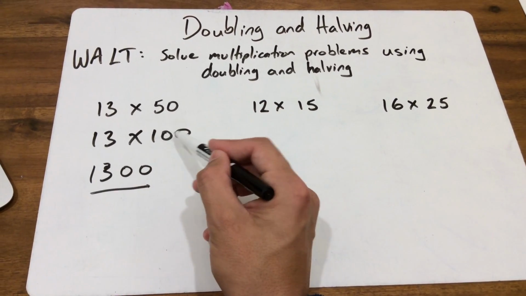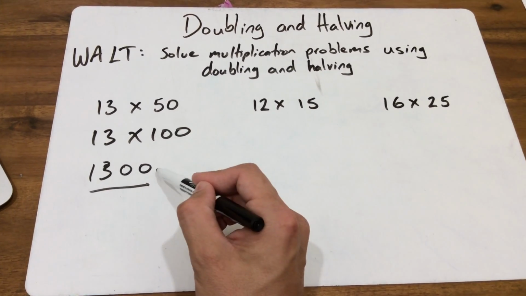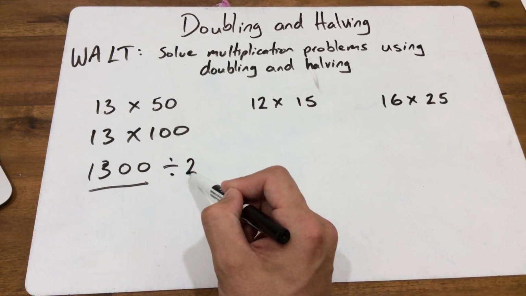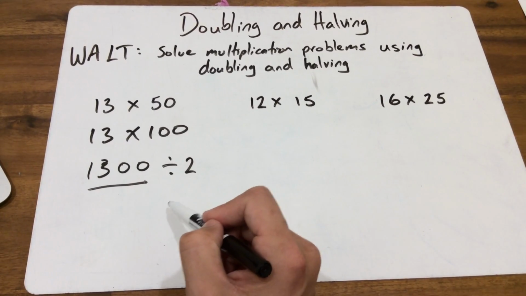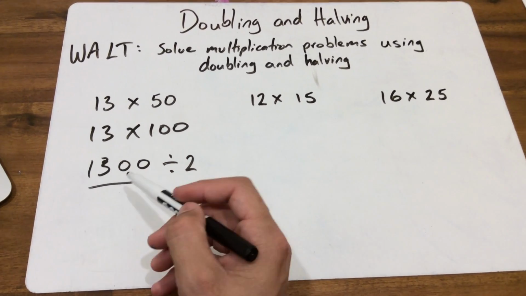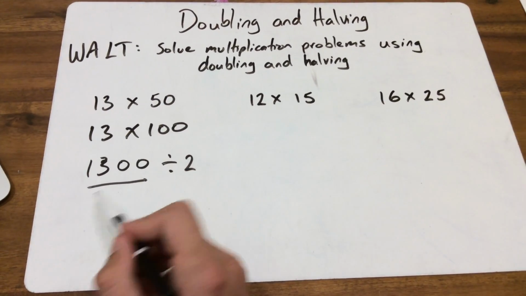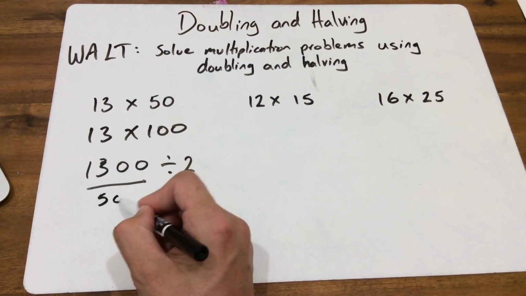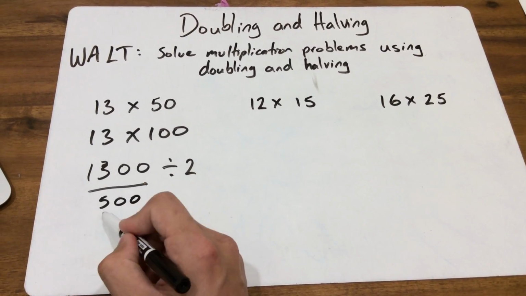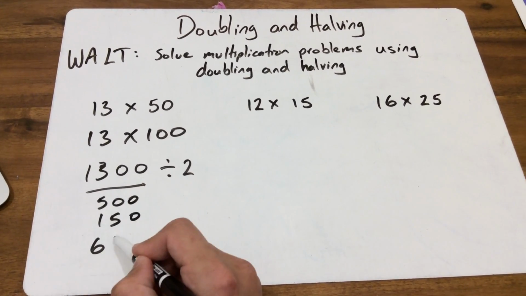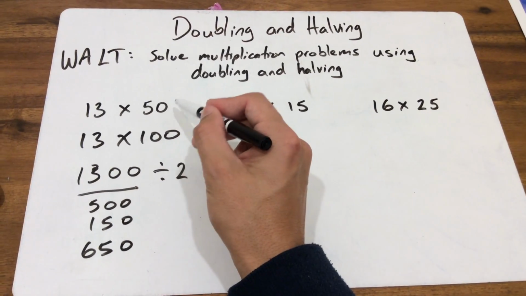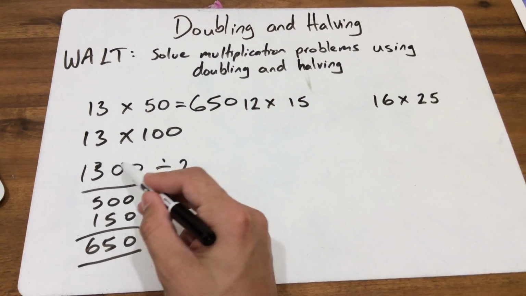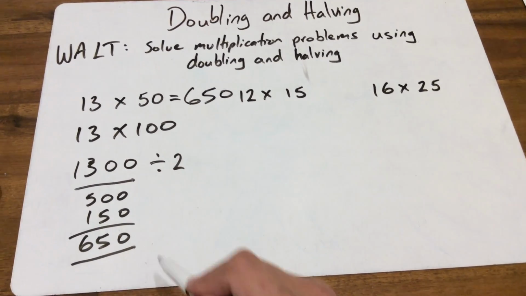We doubled what we were timesing by, so now we have to halve that answer. We're going to divide it by 2 because we timesed it by 2, so we have to do the reverse of what we just did. 1300 divided by 2. When we had just 13, we worked it into 0.5, but this is 1,300. Half of 1,000 we know is 500. Half of 300 is 150. So that gives us an answer of 650. So to our original question, 13 times 50, our actual answer is 650. That's half of what we did with 13 times 100. Hopefully that made sense.